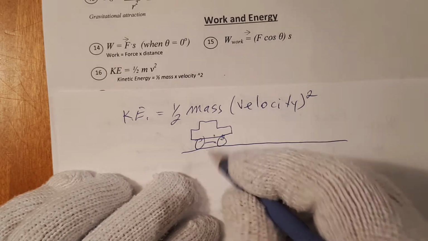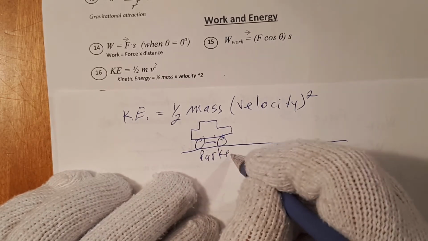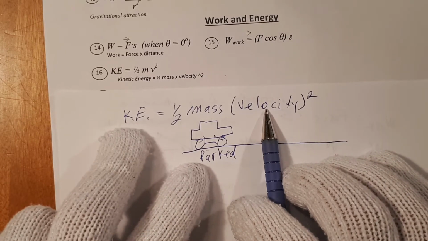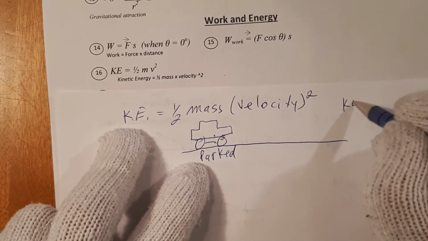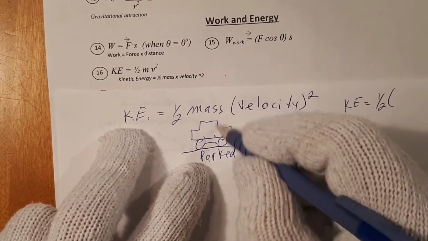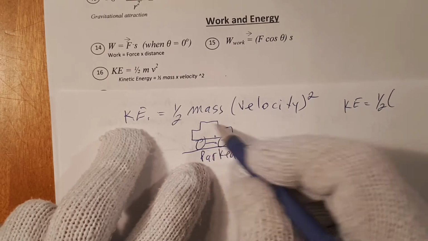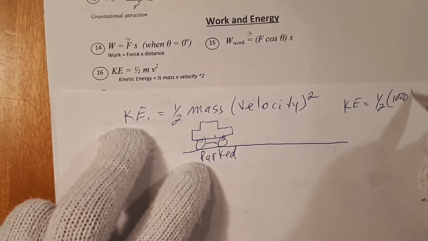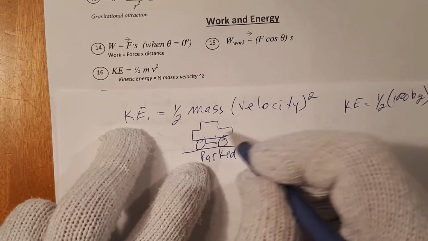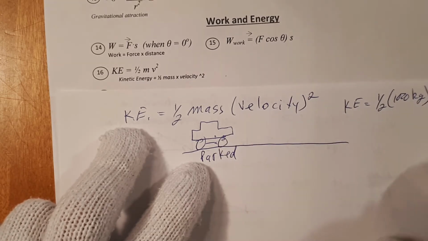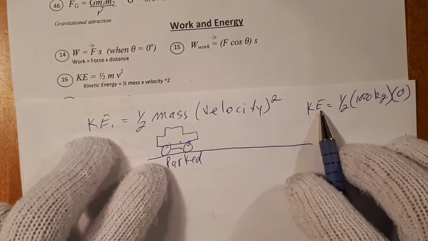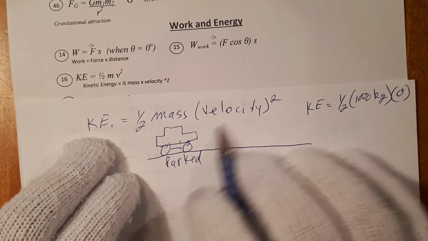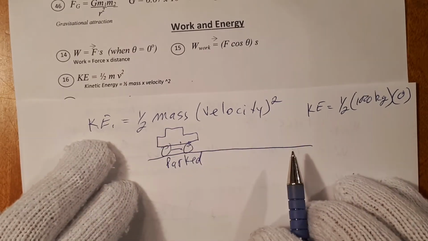If it is parked somewhere, its velocity is 0, therefore its kinetic energy will be 0. Kinetic energy for something that is parked is 1/2 times its mass, regardless of what the mass is. The mass isn't going to change. So let's call this 1,000 kilograms times its speed. It's parked, it has 0 speed, so that's 0. Its kinetic energy is 0. So kinetic energy is based on its speed. It has to be moving in order to have kinetic energy.